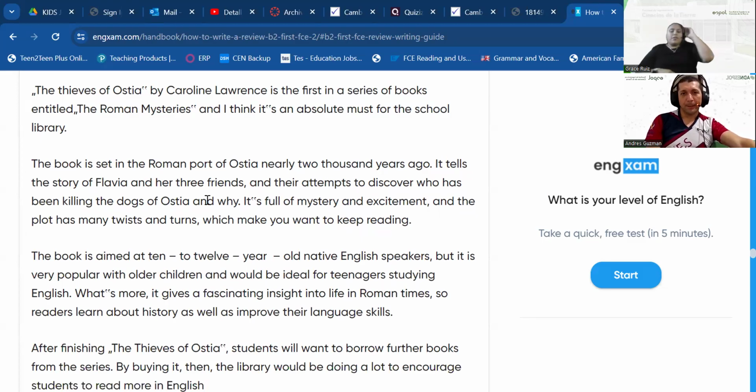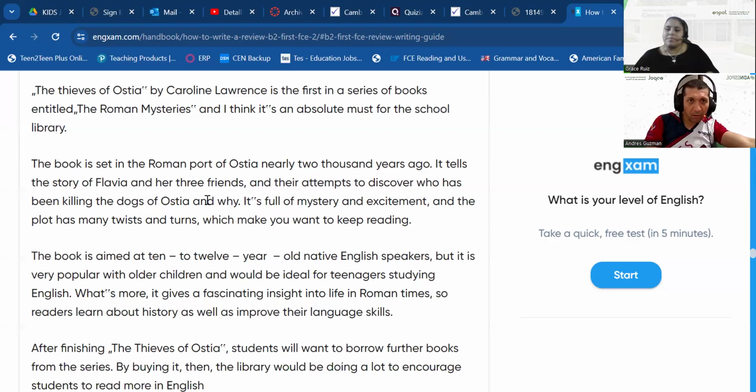Okay. Very good. Now, what do you think about the language that the person is using in this review? I think it's simple. It's not too formal. It's easy to understand. Yeah. What about punctuation? Are they using correct punctuation in this text? It's using contractions. For example, it said it's full of mystery. It is informal, no?